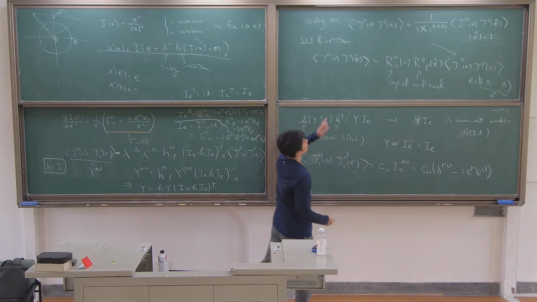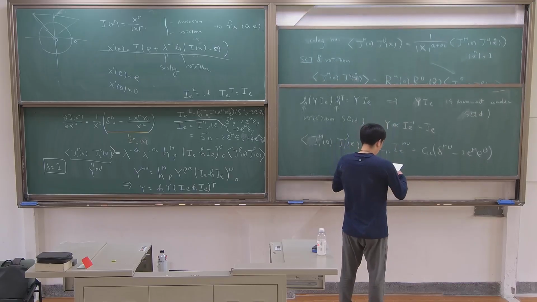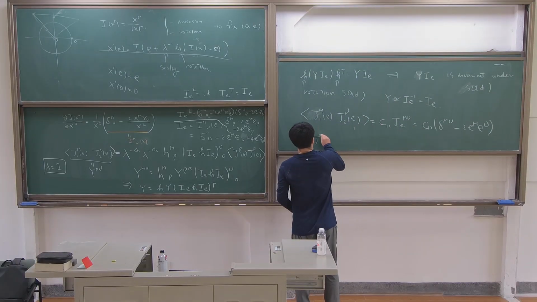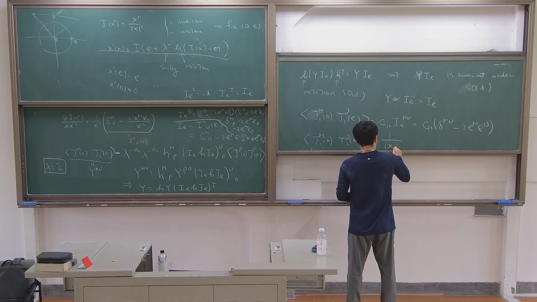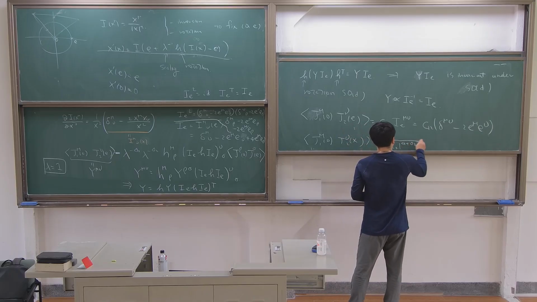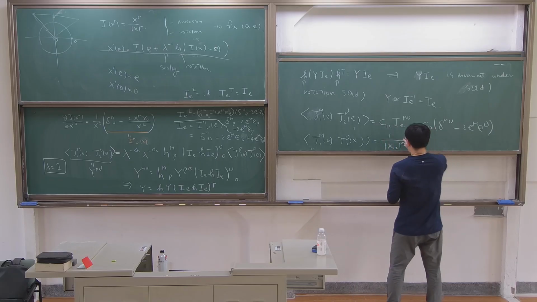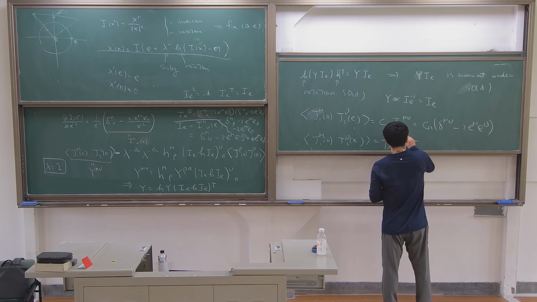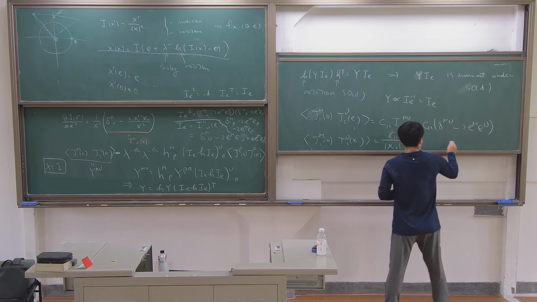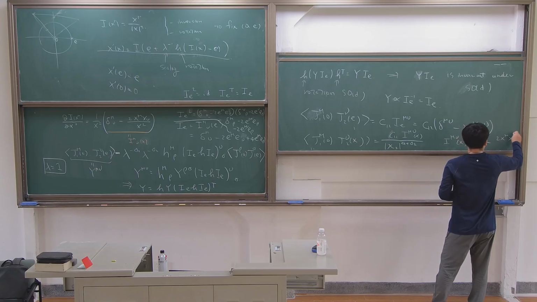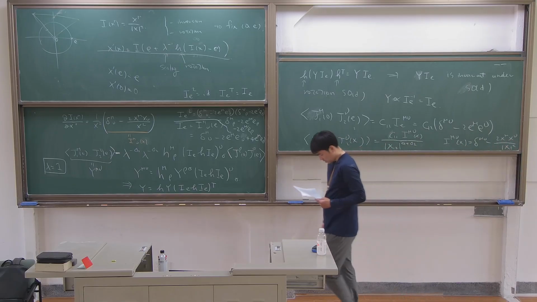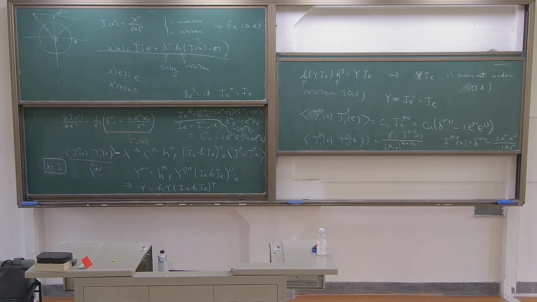And if you use this scaling transformation, what you end up with is as follows. J mu of 0, J nu of x is 1 over x to the power of delta 1 plus delta 2, times C12, and then I mu nu of x, where I mu nu of x is equal to delta mu nu minus 2 x mu x nu over x squared. So that's the case. Okay, so what you obtain from this.